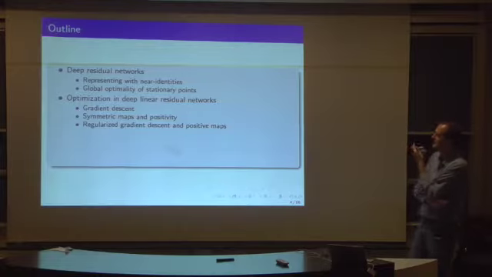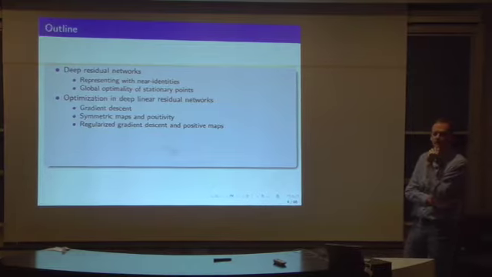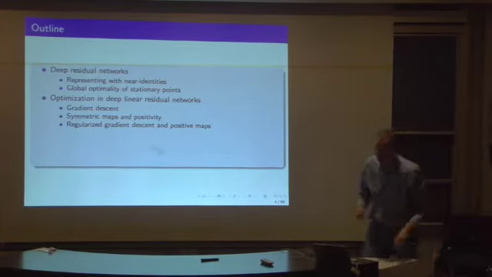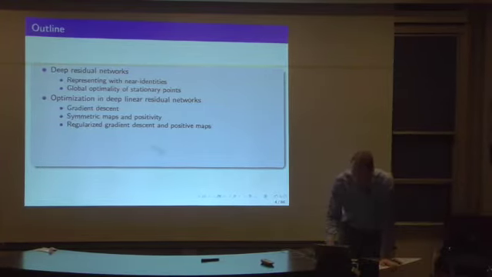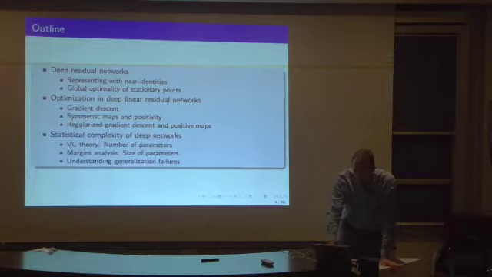But in any case, we'll see that the optimization questions are already non-trivial in that case. And we can get some insight there about what we can and can't do with simple gradient kinds of methods. And the third part of the talk, if we get to it, is looking at statistical complexity of these deep networks. So looking at a way of measuring the complexity of the class of functions that's computed by deep ReLU networks and how it relates to some dramatic generalization failures that have been observed empirically.